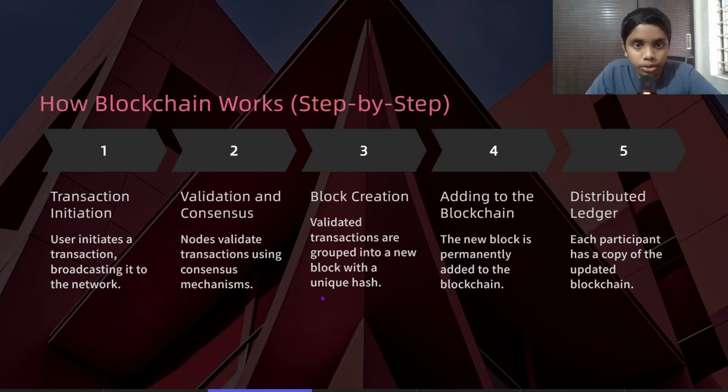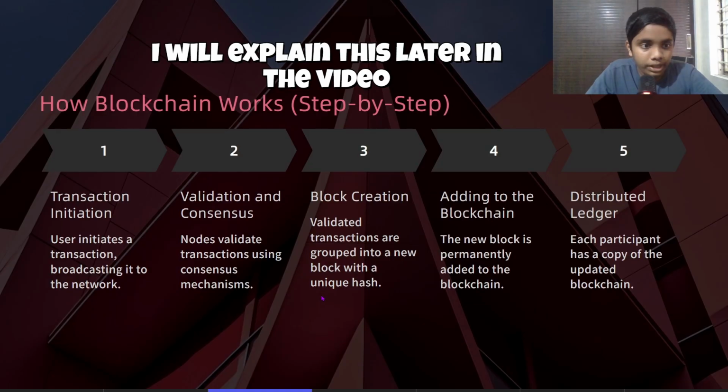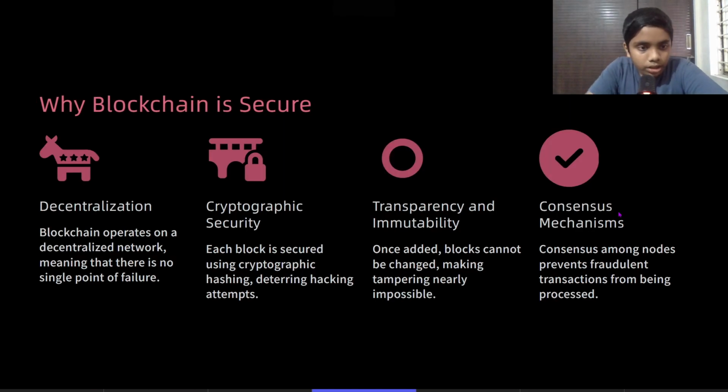So how does blockchain work step by step? Transaction initiation. Okay, so decentralization. Blockchain operates on thousands of nodes. Nodes are computers, as I said. It's not handled by a single person or a single computer. So it's very secure. Even if one computer crashes or is damaged, other computers also have a copy of it, so the records won't go away. So it's very safe and secure.